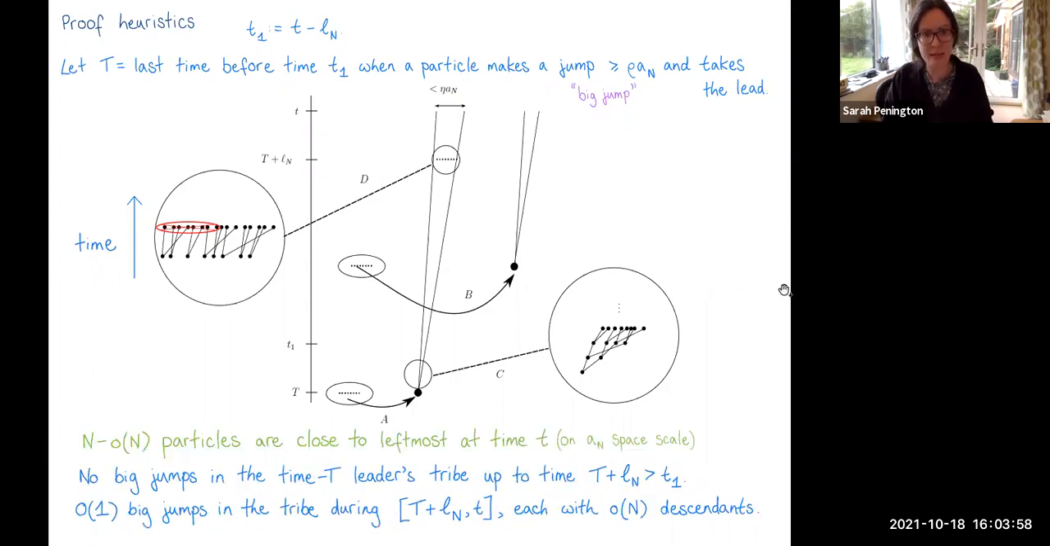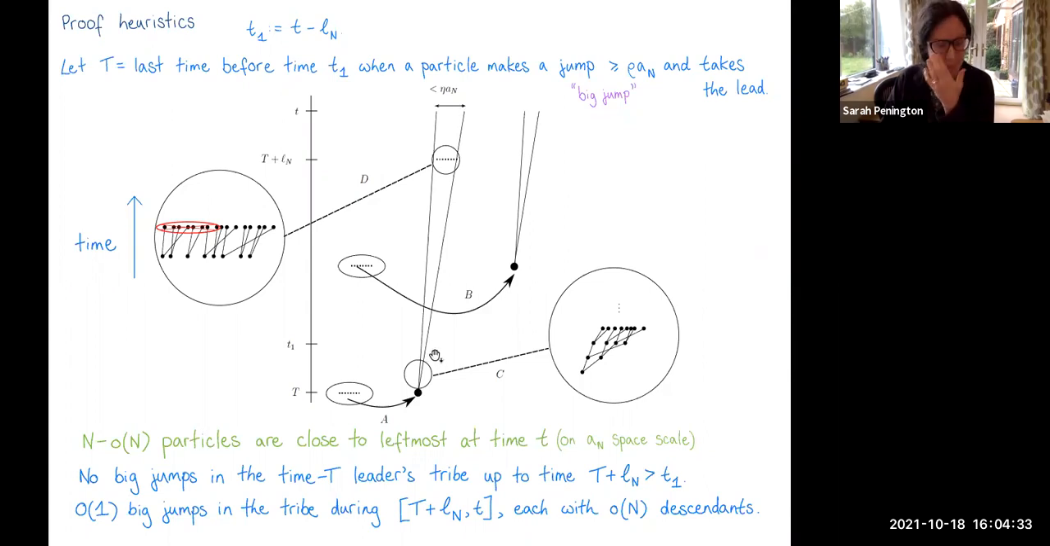So I claimed that n minus little o of n particles are close to the leftmost particle at time t on this space scale of an. This is not too hard to show once you've got this whole picture sorted out. First of all, there are only little o of n particles that are not in this tribe at time t. So there are these outlier particles, but there are only little o of n of those. You can ignore them and just worry about the particles descended from this particle.